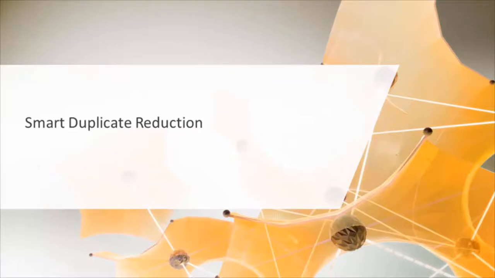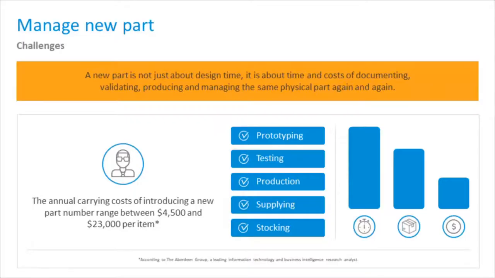Let's have a look at the new duplicate search that was added in Vault 2020.1 and is now a standard part of Vault 2021. Before we get into the technology, let's have a look at the cost of duplicate components. The cost of a new part number is between $4,000 and $23,000 per item, according to a study by the Aberdeen Group. When redesigning instead of reusing, you're indirectly impacting your profit or time to market. Worse, you may introduce quality problems.